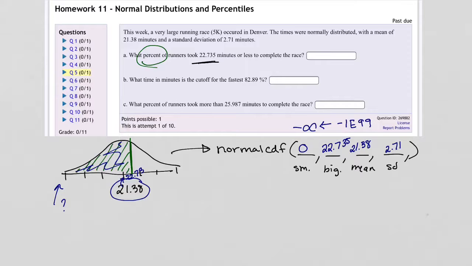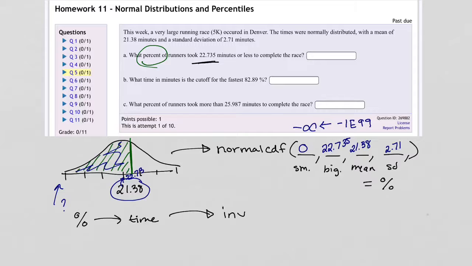Now, in the second part of the problem, part B, we're supposed to figure out what time in minutes is the cutoff to be in the fastest 82.89% of people. So it's sort of a backwards problem. In the first one, we got the percent of people who correspond to that time. Now we know what the percentage is, and we want to go back to the time cutoff. And there's a function in our calculator that does exactly that.